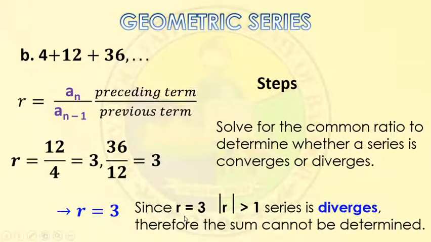Okay, so since the absolute value of R is greater than 1, therefore the series diverges. Ibig sabihin, kapag diverges yung ating series, hindi na natin kinakailangang isolve ang sum niya kasi hindi natin ma-determine yung sum ng ating series. So, therefore, ang magiging sagot lang natin dyan, R equals 3 and then diverges, kasi hindi na natin isosolve yung sum kapag diverges. Okay?